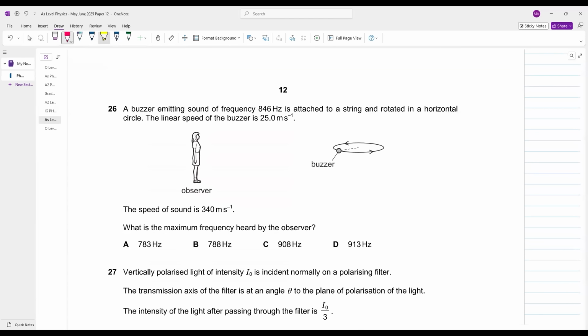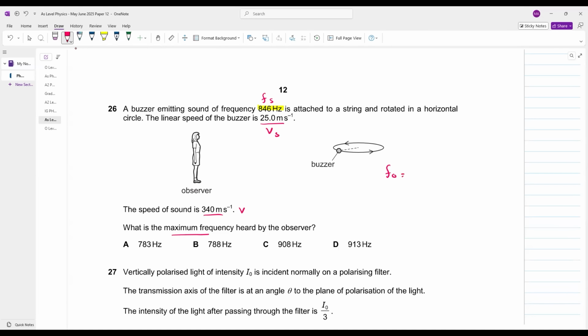Actually, let's see this. A buzzer emitting a sound of this frequency is attached to a string and rotated in a horizontal circle. The linear speed is this. Okay, this is the speed of the object. This is the speed of the sound. What is the maximum frequency?